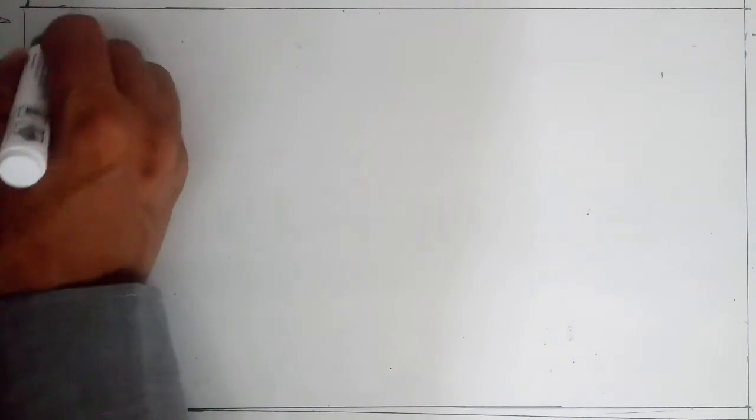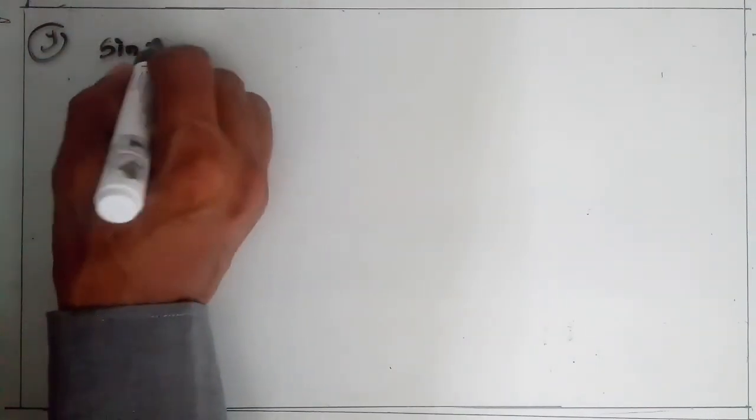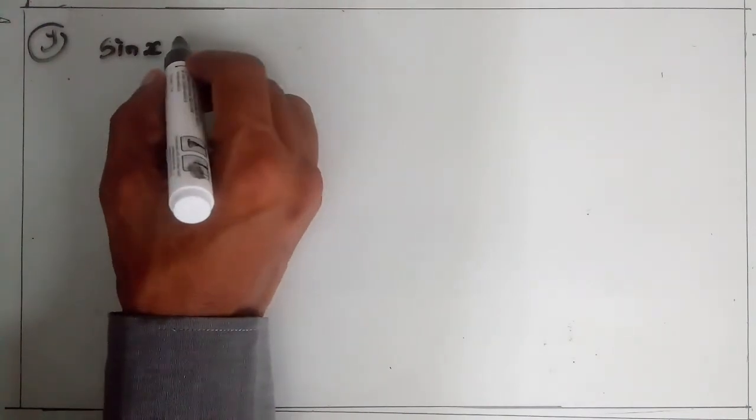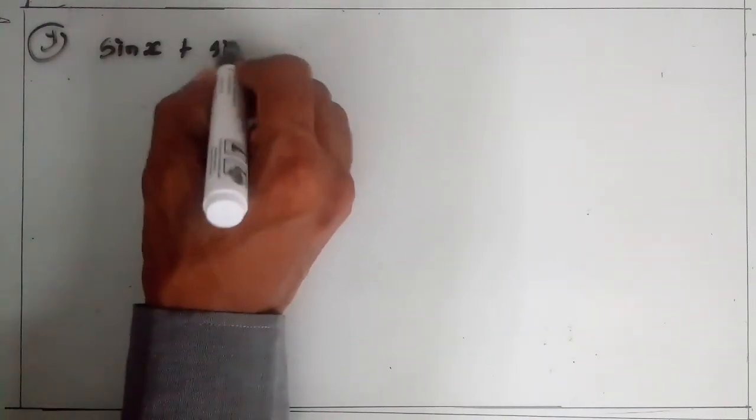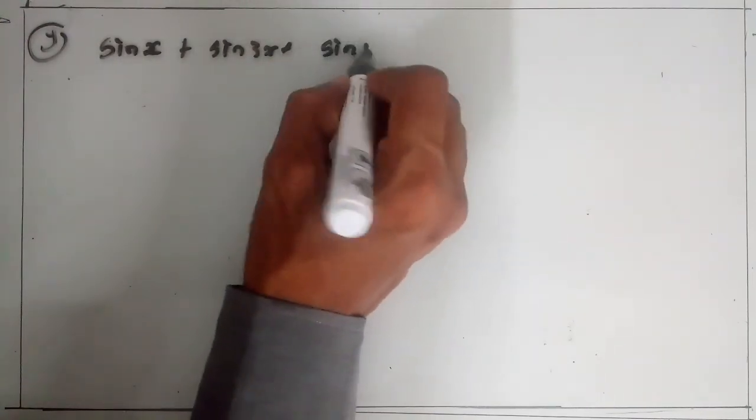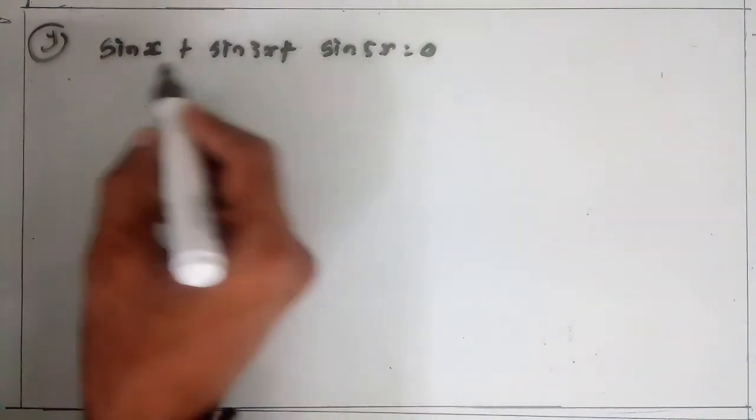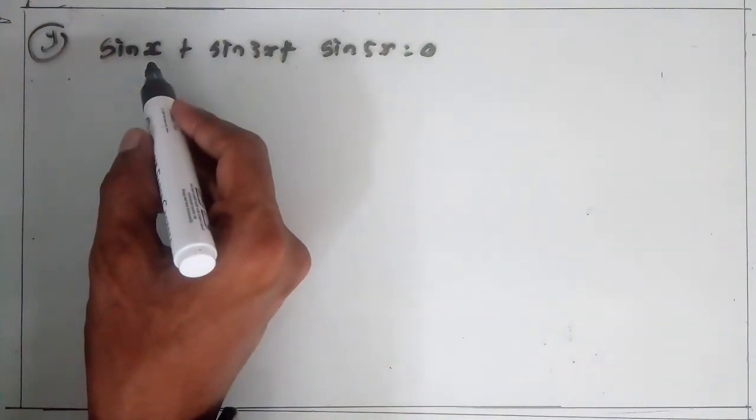Now last question 9. Find a general solution for sin x plus sin 3x plus sin 5x is equal to 0. Think how we get into multiplication form. If we take addition of 5x plus x and divide by 2, then we get 6x by 2, that is 3x.